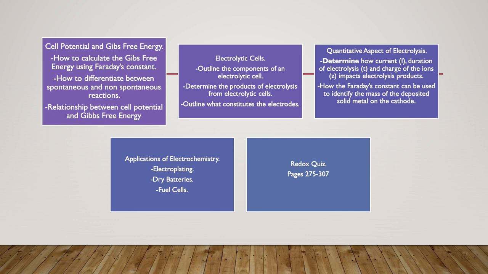Last but not least, on Thursday, we will be going over a redox quiz. So please make sure to study pages 275 till 307 from the Volume 2 book. This quiz will ensure that we benchmark your progress and point out any gaps before your A4 assessment.